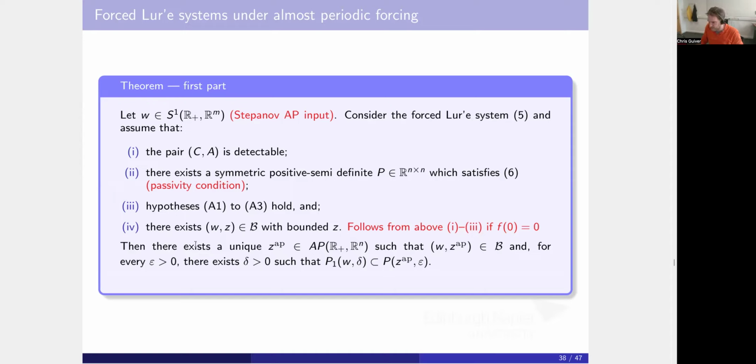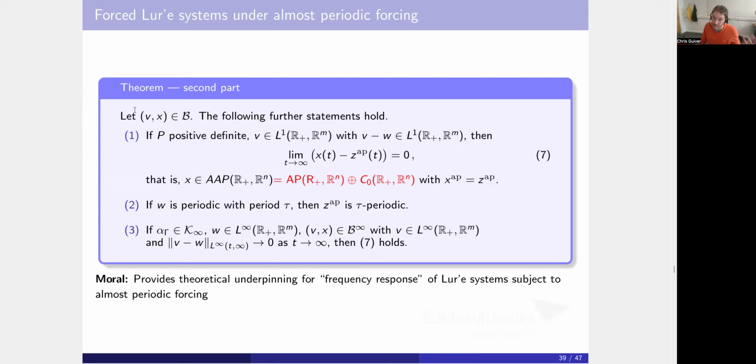So for the first part, under these assumptions, there is some unique Z_AP, an almost periodic function, so that (W, Z_AP) is a trajectory. So you get the existence of a unique state trajectory corresponding to W. And then you get this shown inclusion of the almost periods. Okay, and then what more can we say? Now let's look at another trajectory, (V, X). If P is positive definite, V is in L1, and the difference between V and W is in L1, then I get convergence of X to my almost periodic trajectory, Z. So we would say that X is asymptotically almost periodic, AAP. This is the direct sum of almost periodic functions plus continuous functions which converge to 0 as the argument goes to infinity. And moreover, the almost periodic part of X is Z_AP. Okay, if W is periodic with period tau, then Z_AP is also tau periodic.